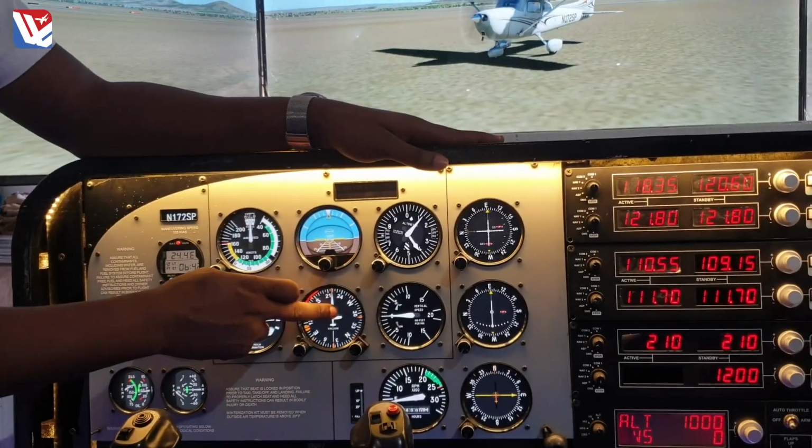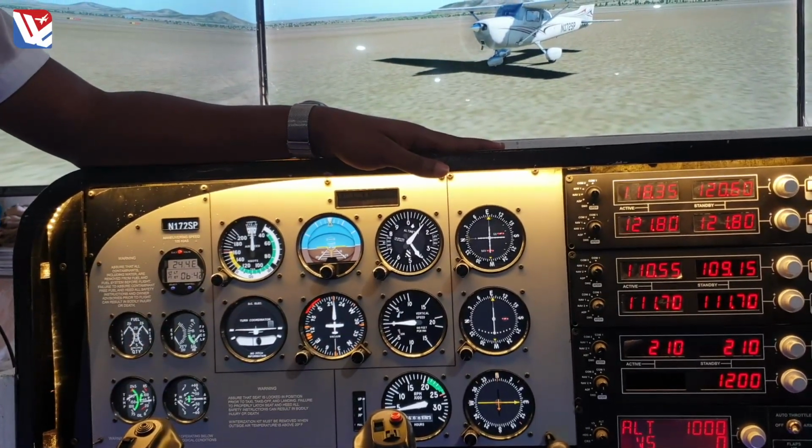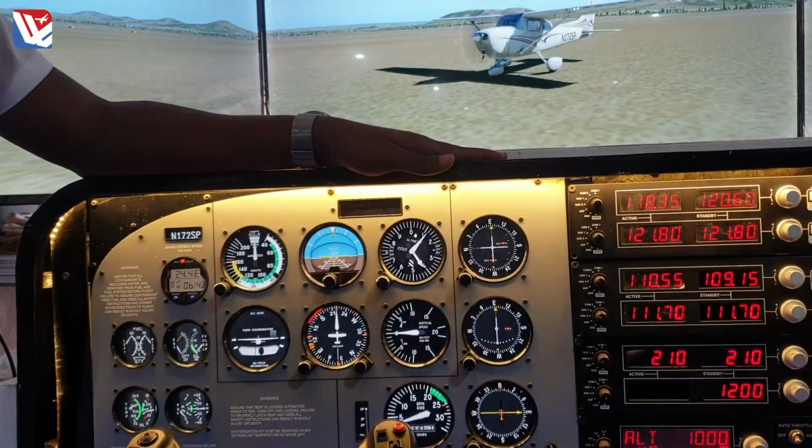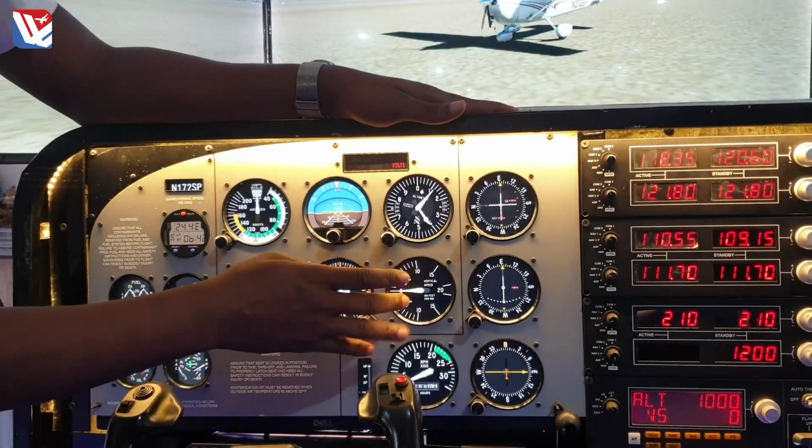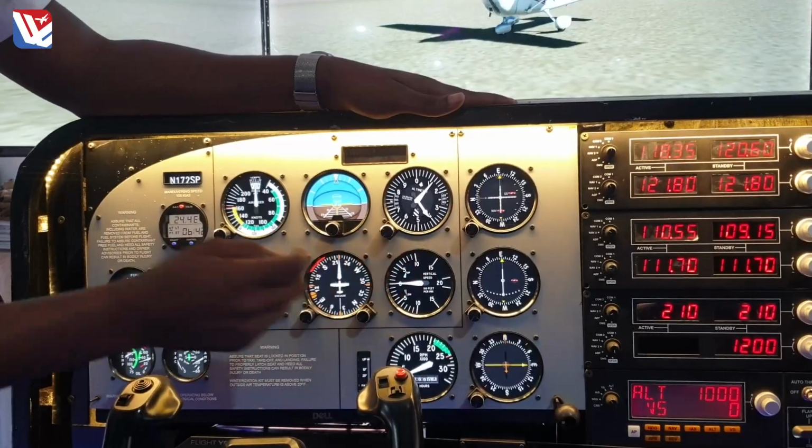So this is the heading. We call it the heading indicator. It will show you the heading where the aircraft is going. Yes. This will show you the vertical, the rate at which the plane is flying.